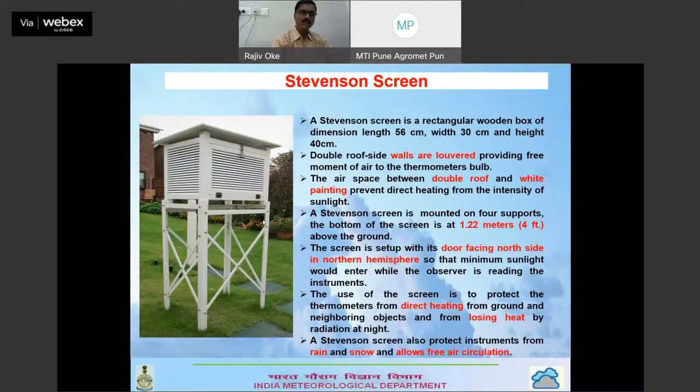The basic Stevenson screen is based on four supports at 1.22 meters height above the ground, approximately 4 feet.